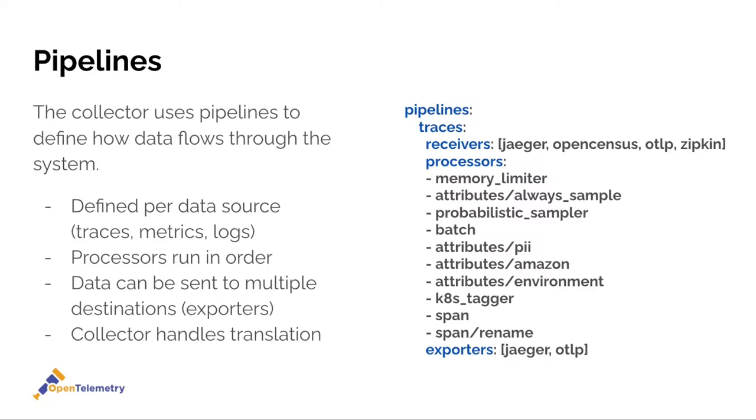As I mentioned, for each of the different processors, receivers, and exporters that you have, you want to define one or more different pipelines. Pipelines are defined per data source. Today, traces and metrics are fully supported, and initial log support does exist. The order in which you define the processors matters. The great thing about the collector is that it handles translation for you. This means you can receive in one format while exporting in a different format, thus providing a vendor-agnostic solution.